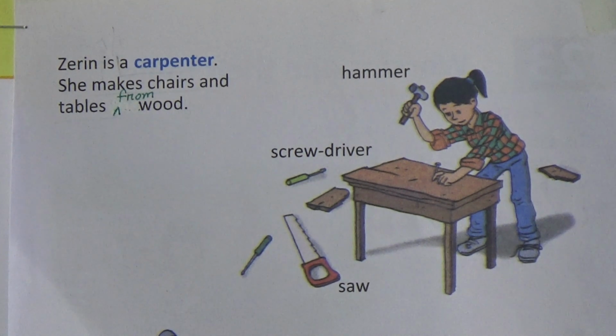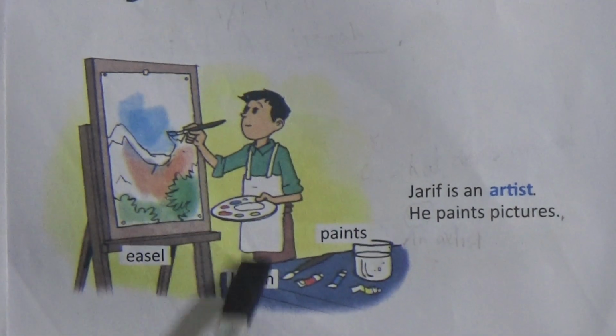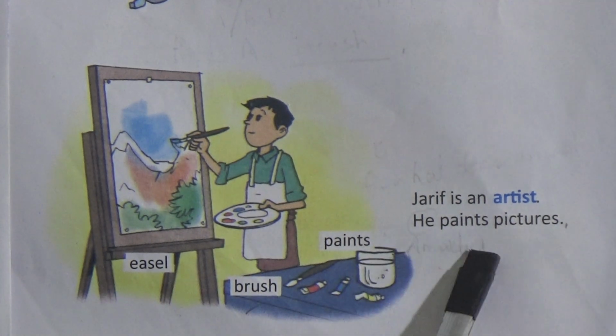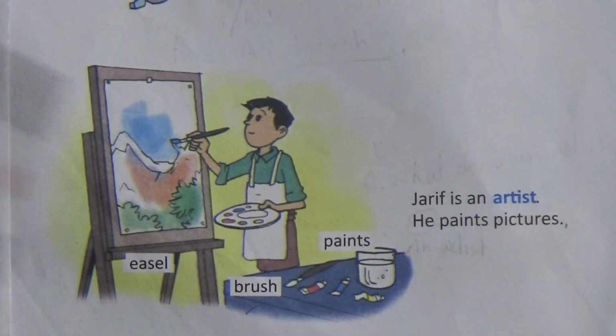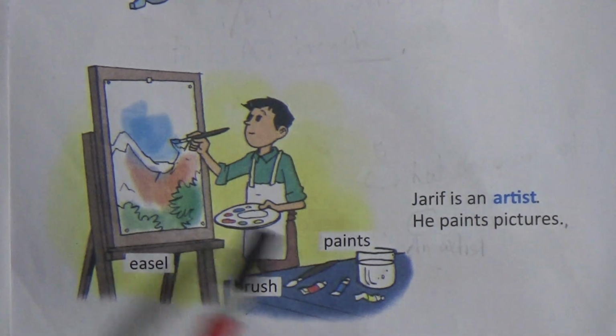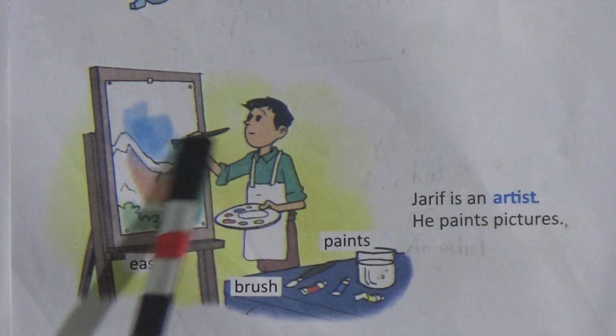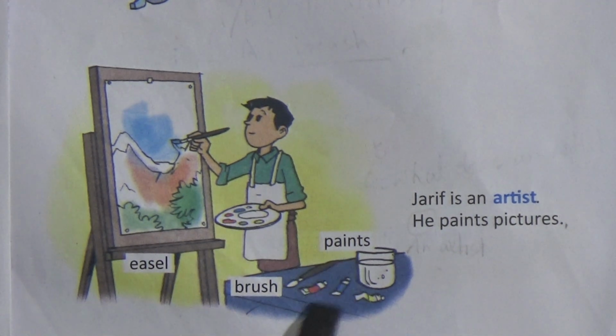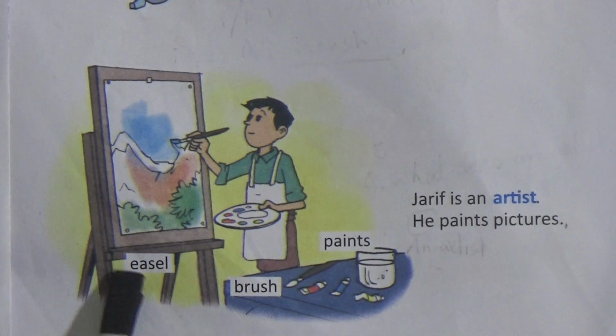And next picture here is Jarif is an artist. Look at this picture. He is Jarif. He is an artist. He paints pictures. For painting, he need, here is brush and here is color palette. This one is some paints, colors. And here is easel.